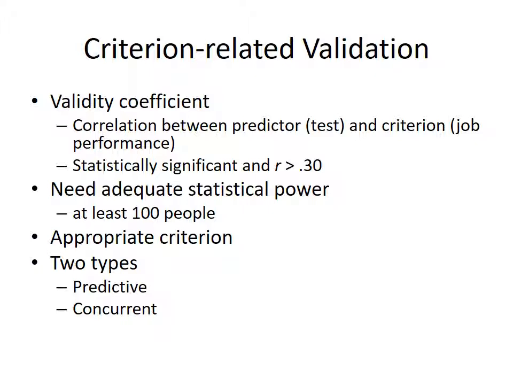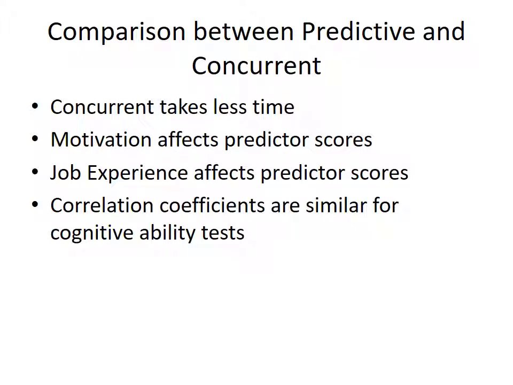But concurrent validity basically means it's happening at the exact same time. I'm giving people a predictor test, and I'm measuring the outcome at the same time. Predictive means I have a time lag. I'm giving people the predictor test, and then once they've taken that test, I'm actually waiting to find out what their performance is. So concurrent takes less time.